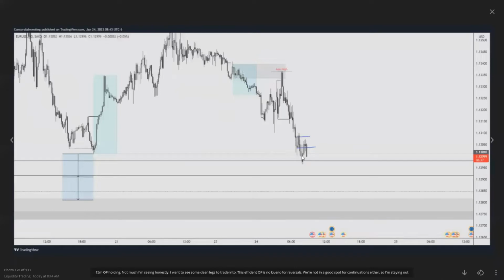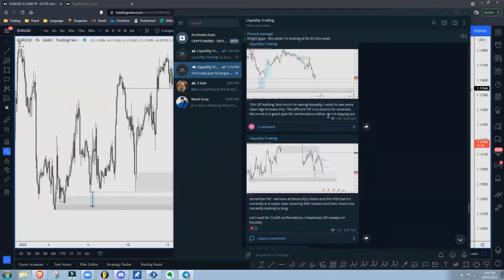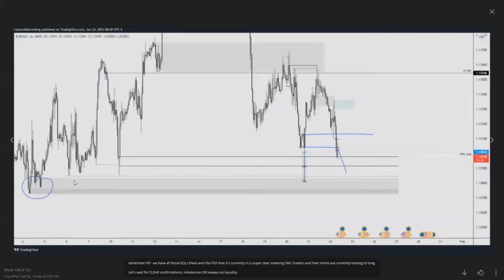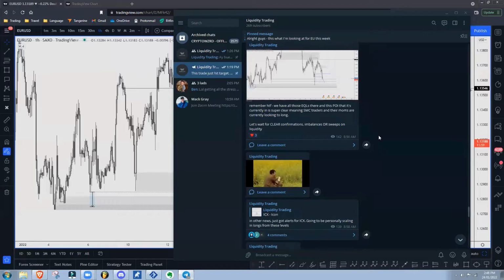Right here, we came back up. You can see it mitigated this, so it was just efficient price action. I wasn't too interested in that yet. So I said, no, nothing, I'm staying out right now. And then I said, you know what, if it breaks through here, there's potential that we sweep all this and come into this level, which we knew right from the beginning.